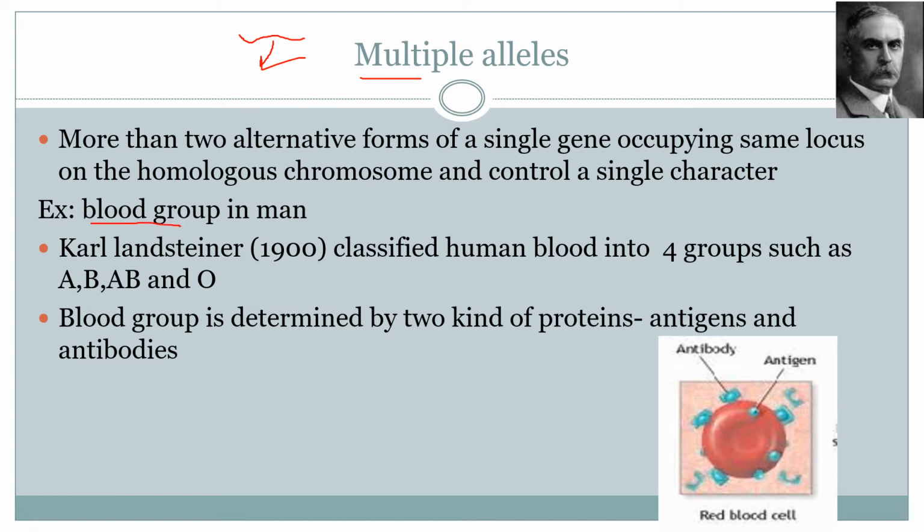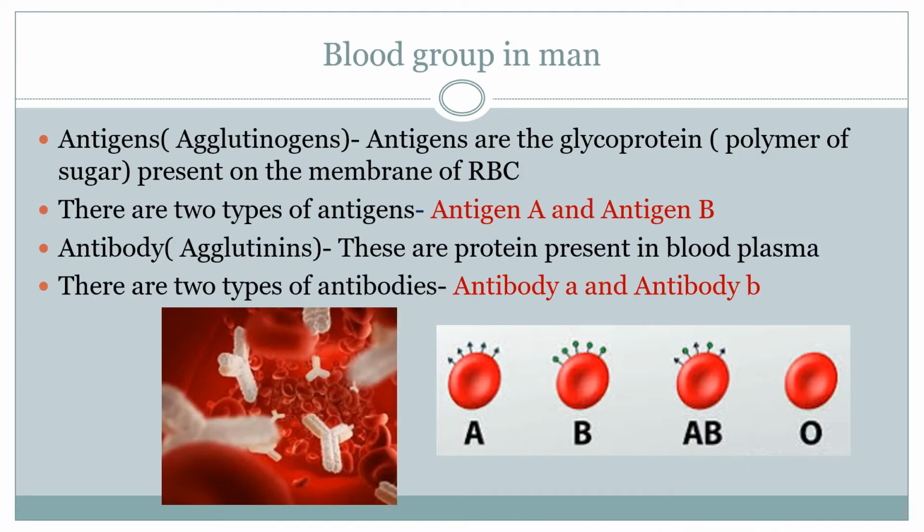Karl Landsteiner in the year 1900 classified the human blood group into four groups such as A, B, AB and O. These are the four human blood groups, and blood group is determined by two kinds of proteins, the antigens and the antibodies. Now let us learn more about the blood group in man. I had already told you that blood group is determined by two kinds of proteins. The first one is antigen and the second one is antibody. Right, now let us learn about antigens.